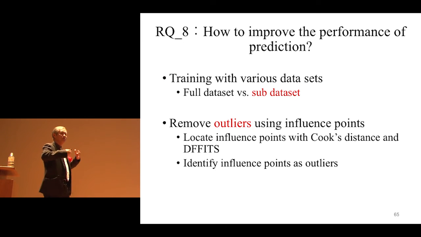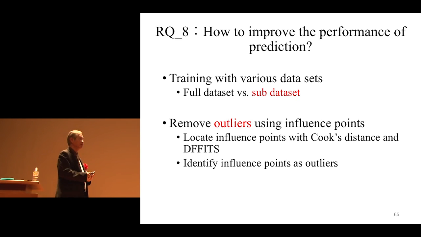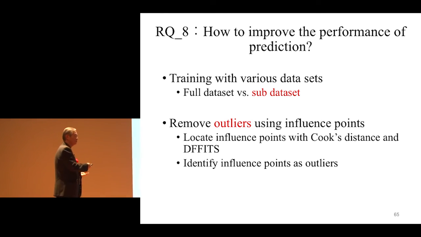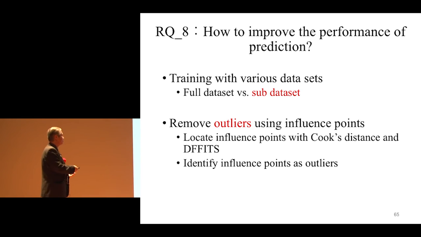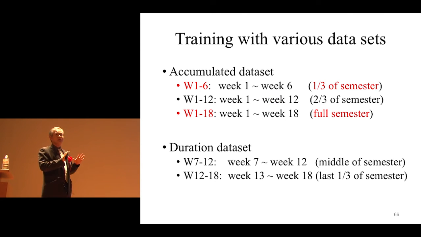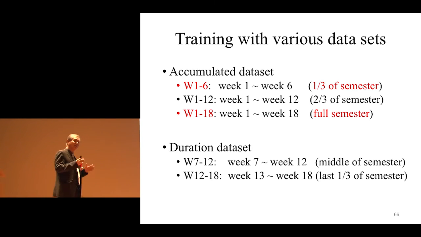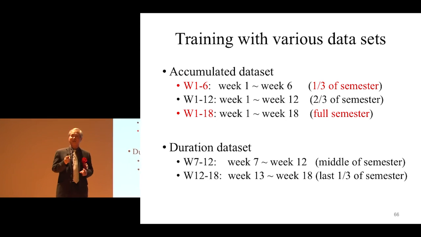Can we improve the performance of prediction? Yes. In general, you can use a full set or a subset, so we try to use a subset to improve the performance. We also have to remove outliers, for example, the TA's record should be removed. We break our data set into 18 weeks, as in Taiwan. The first 6 weeks is 1/3 of the semester. So can we predict as early as 1/3 of the semester? That's our first question.